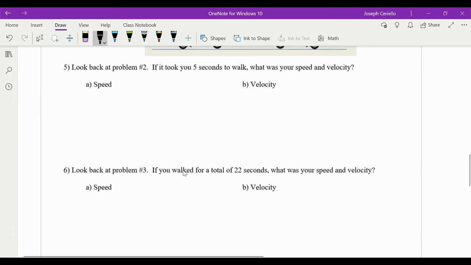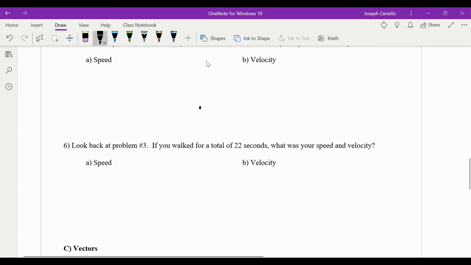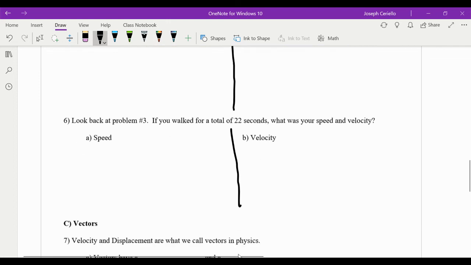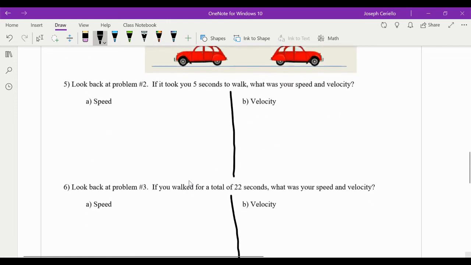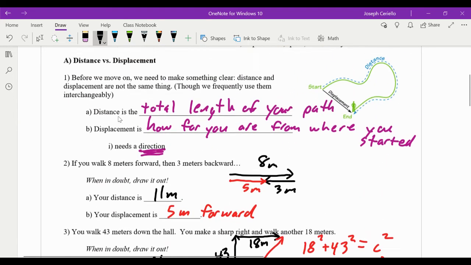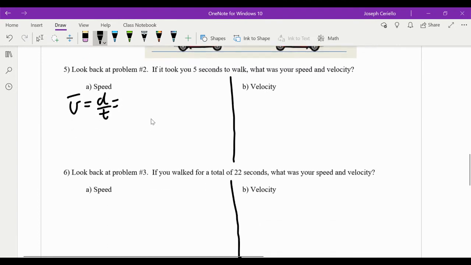So let's look back at problem 2 for a moment. If it took you 5 seconds to walk, what is your speed and what is your velocity? So I'm just going to put a line down the middle here. These are separated. Okay. So speed is distance over time. So V equals D over T. Now the distance for number 2 was 11 meters. Over 5 seconds, we get 2.2 meters per second.